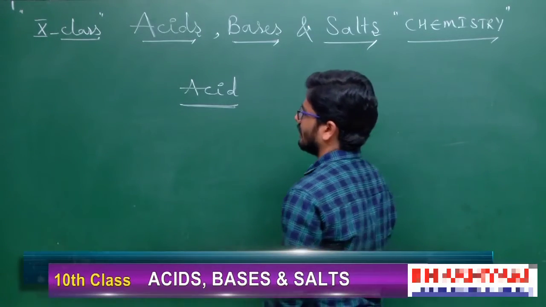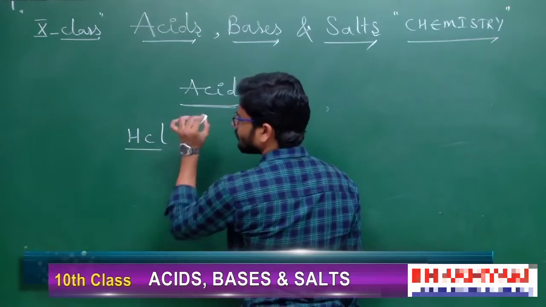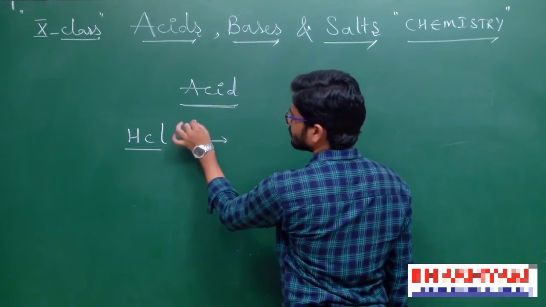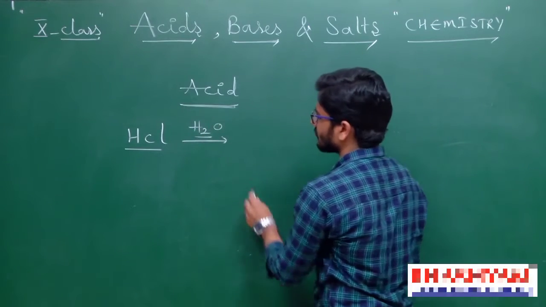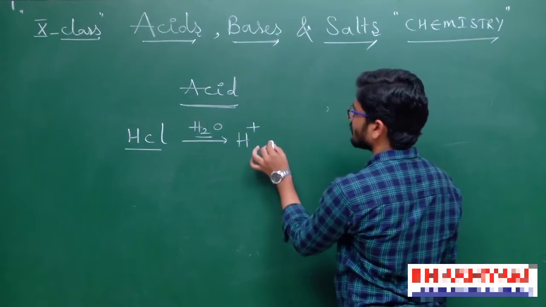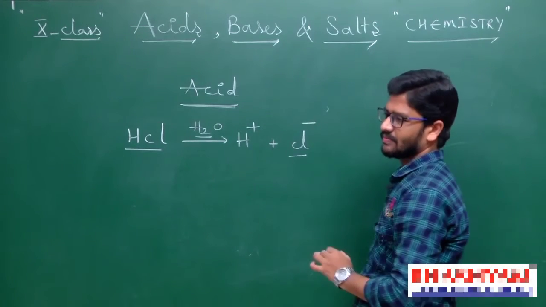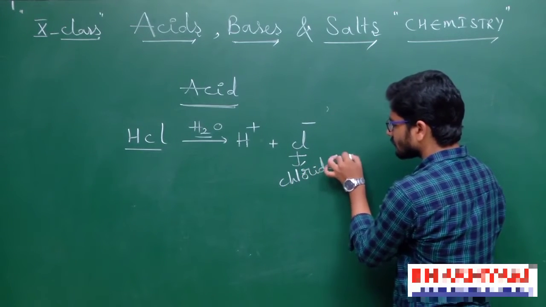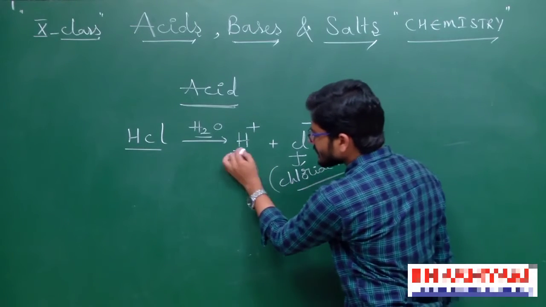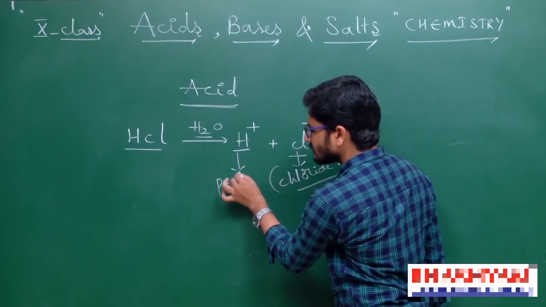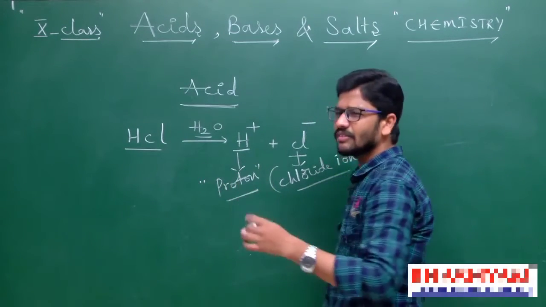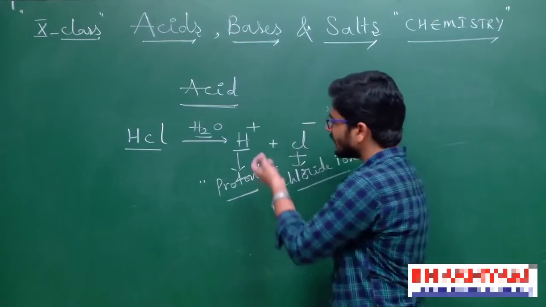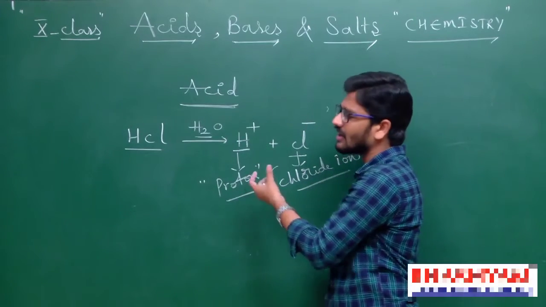Suppose I consider the example HCl. HCl is hydrochloric acid. When dissolved in water, it forms H plus and Cl minus ions. We know that Cl minus is the chloride ion, and H plus is nothing but a proton. What is meant by proton? Proton is the particle which can be obtained from hydrogen. That's why H plus is considered a proton.